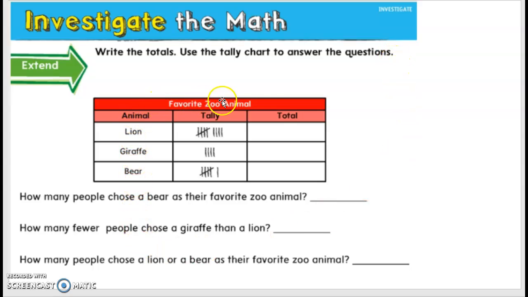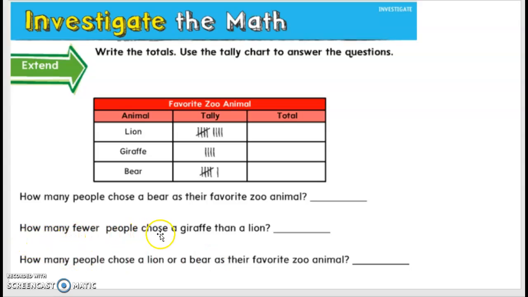Let's use this tally chart to answer the questions. This shows the favorite zoo animal. The animals are the lion, the giraffe, and the bear. Let's go ahead and count up the tallies and put the number here. How many people chose a bear as their favorite zoo animal? Let's take a look at where it says bear and count the tallies. 5 plus 1. There were 6. 6 people chose a bear.